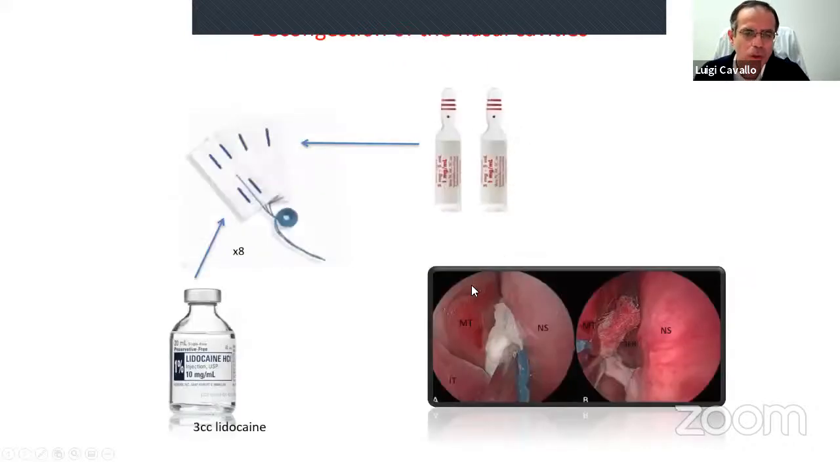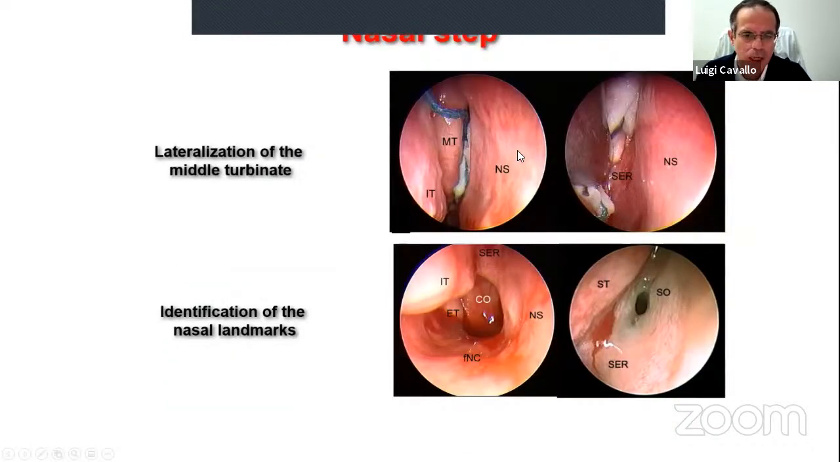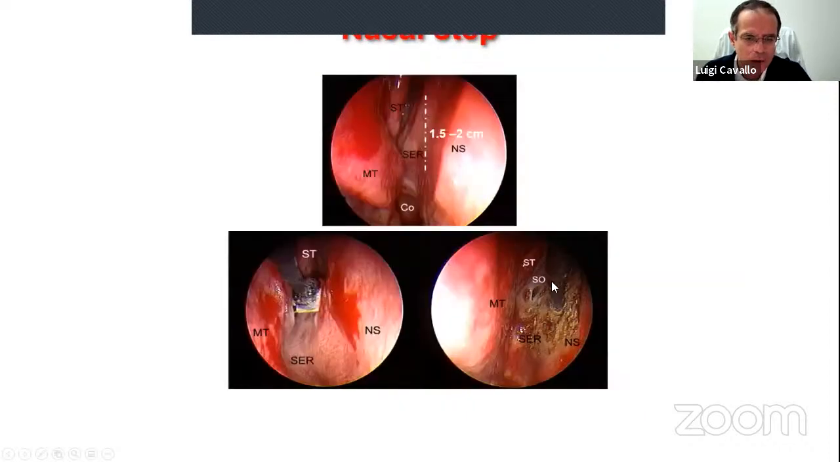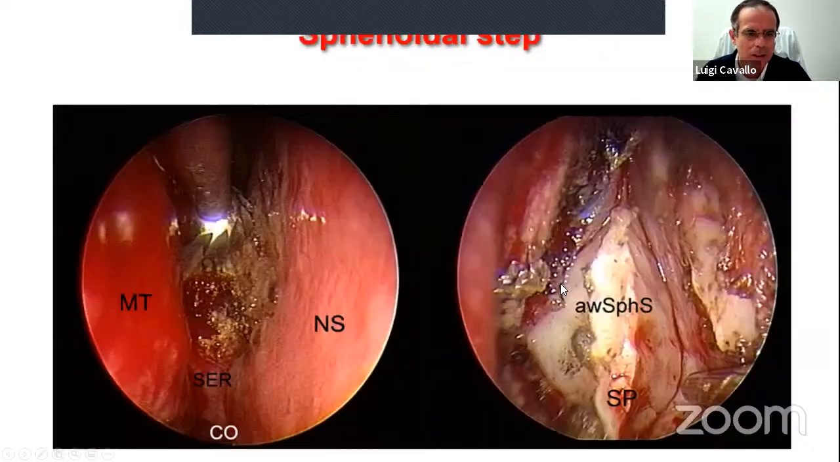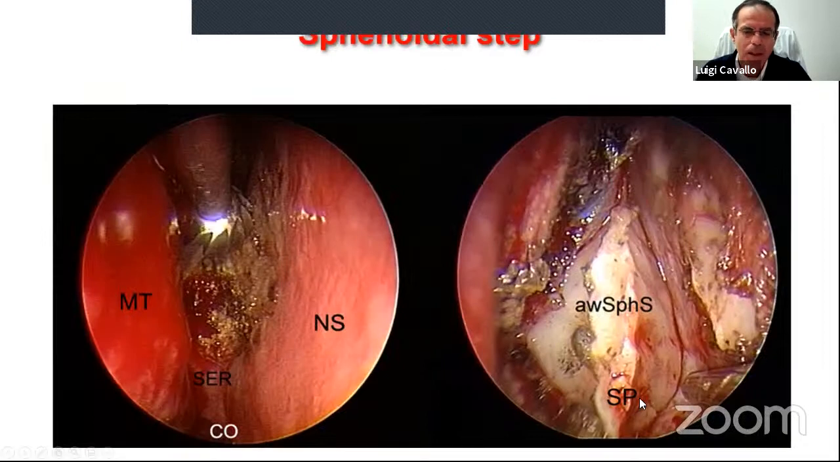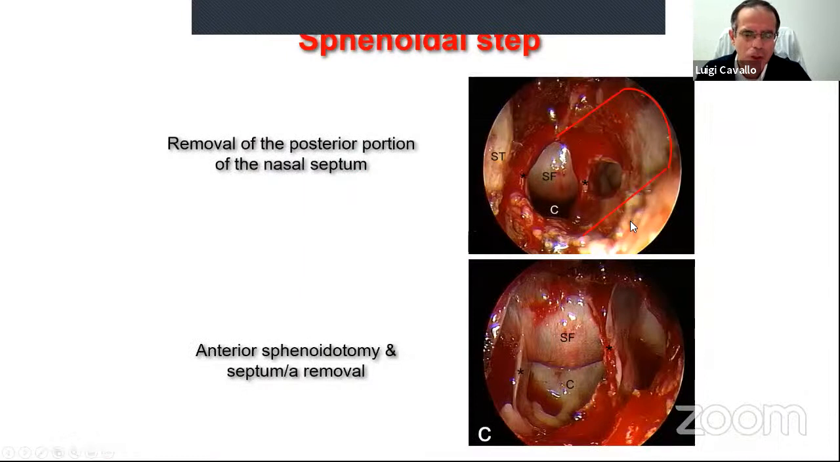During surgery, what we do at the beginning is use a cottonoid soaked with diluted adrenaline and local anesthetic, just to make decongestion and protect the turbinate when we lateralize. So this is what we do. We lateralize the turbinate. We coagulate with monopolar the sphenoethmoid recess. We detach the nasal septum from the sphenoidal rostrum. We resect a limited portion of the posterior nasal septum and complete the anterior sphenoidotomy.